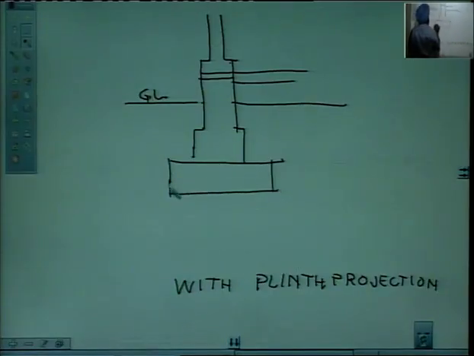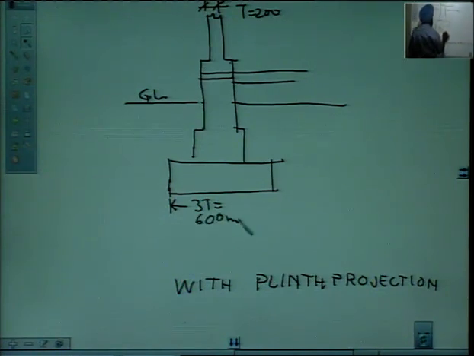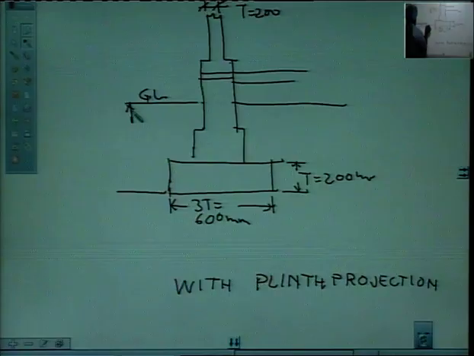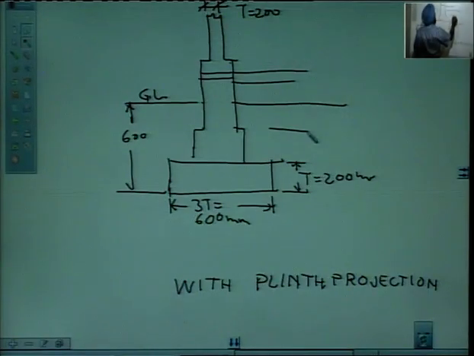So, again the width of the block will remain the same, 3T, and if T is 200, then 3T will become 600 mm, and this depth T is equal to 200 mm, and this depth of the block is also 600, 200, 200 and 200. So, this way you can have it.